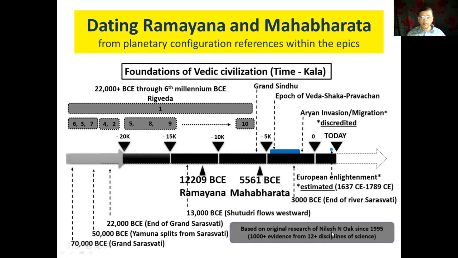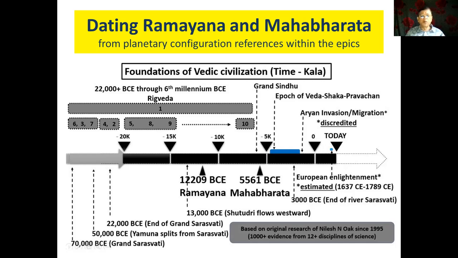a well-known researcher, Nilesh Oak, and he has given the dates of Ramayana and Mahabharata like this: that Mahabharata occurred 5,561 BC, and Ramayana occurred 12,200 BC. Now these are way far, way before what is the general wisdom. In general, people think about Ramayana and Mahabharata happening between, let's say, 3000 BC to 2000 BC.